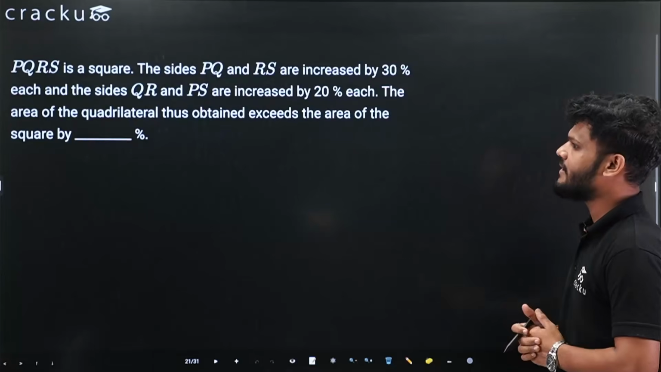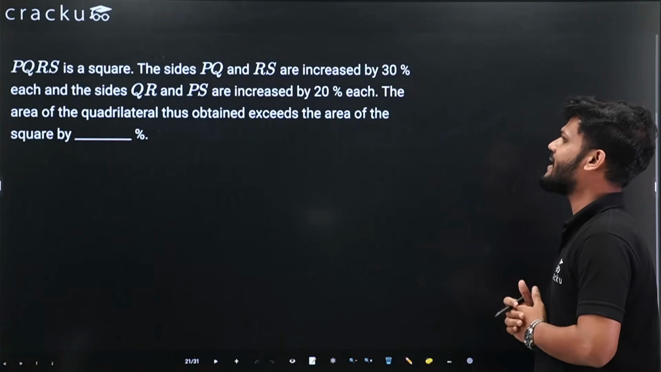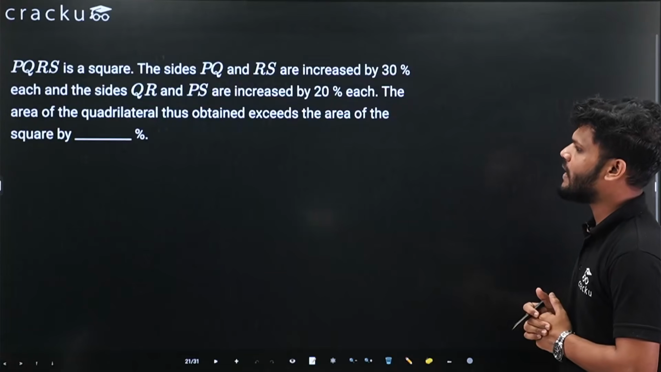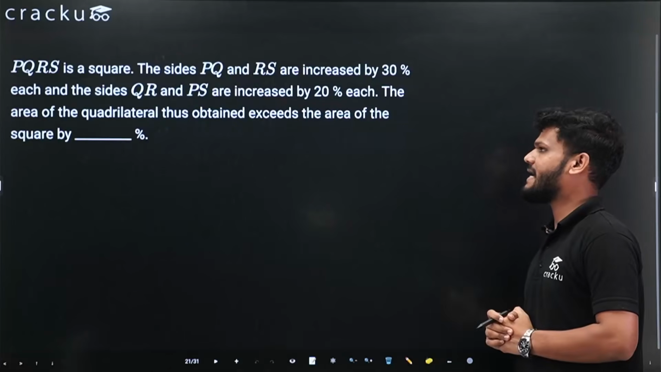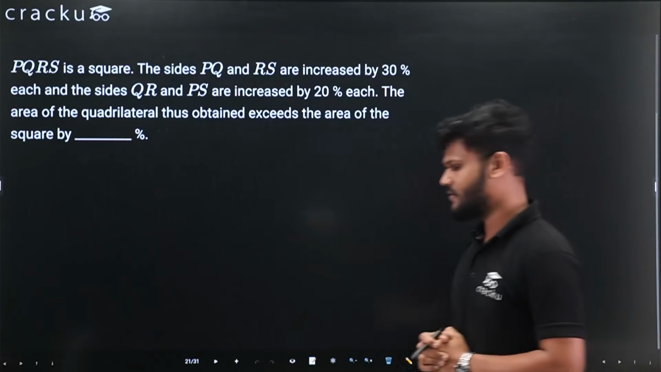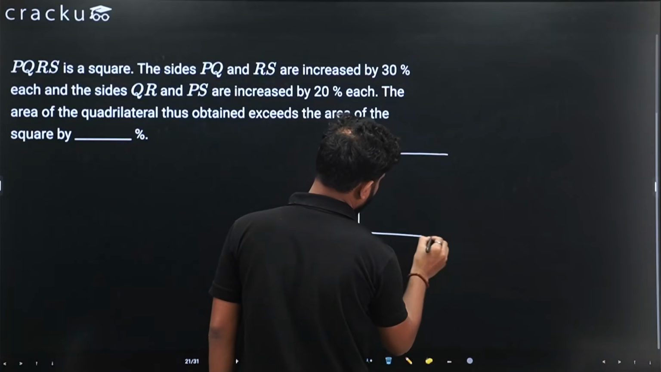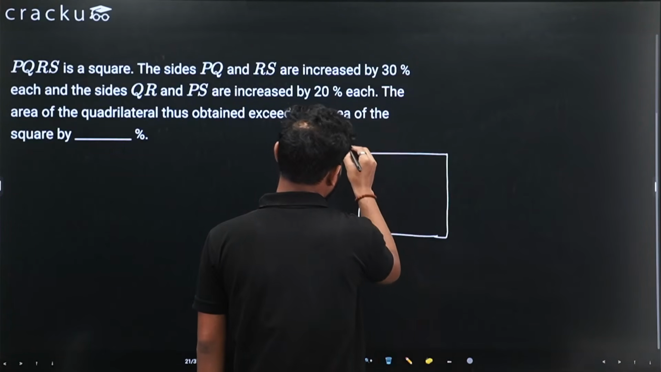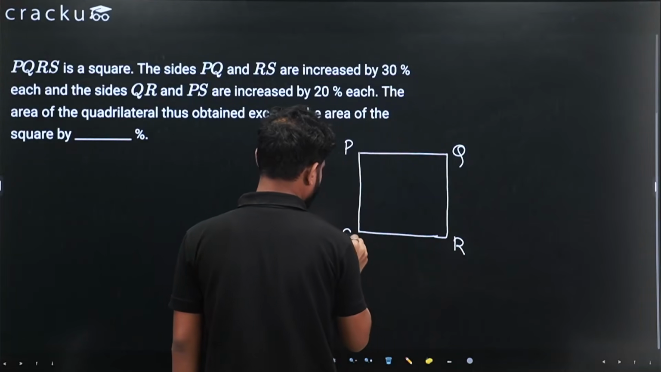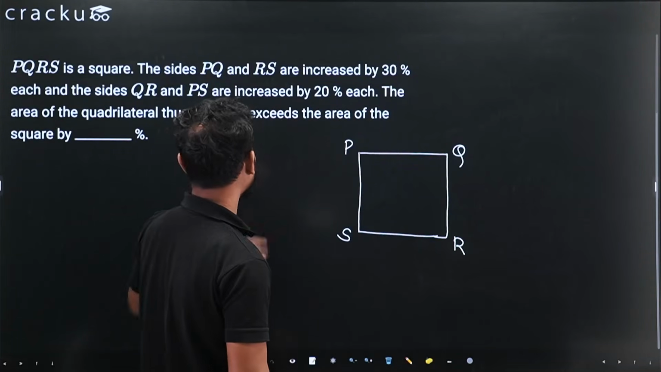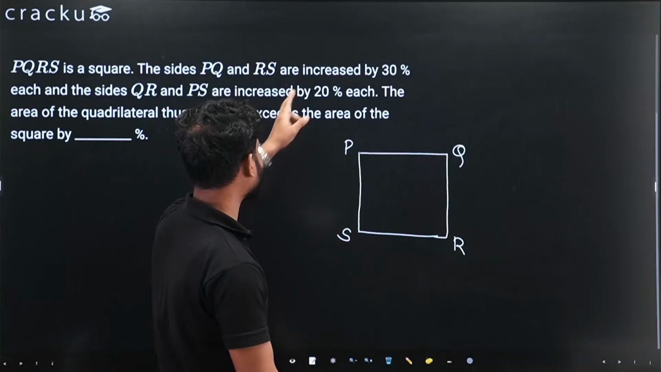In this question we are asked PQRS is a square. The sides PQ and RS are increased by 30% each and the sides QR and PS are increased by 20% each. The area of the quadrilateral thus obtained exceeds the area of the square by what? So first we had P, Q, R and S. Initially this was a square. We haven't been given the measure of the side. So we can assume any value as just percentages are given.